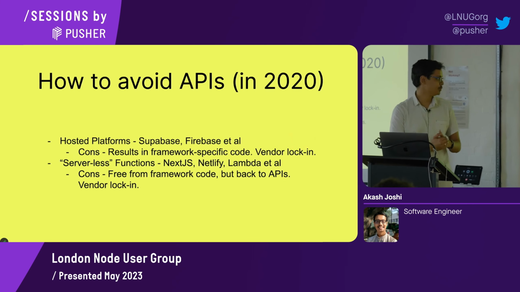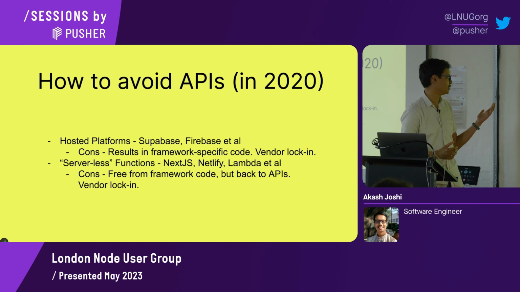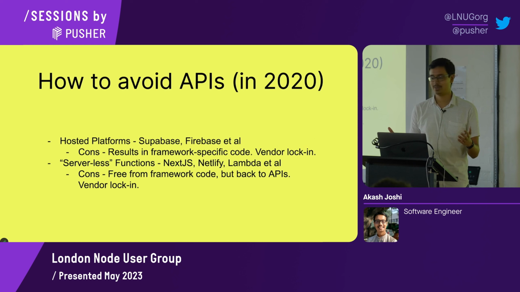So how do we avoid this mess of APIs? In 2020, we had sort of two solutions. One is using hosted platforms like Supabase or Firebase. But the cons of them were that we would have to write very framework specific code. So how many of you have used Supabase or Firebase? How many of you continued to use it after a while? Not many do, because you don't really enjoy working within someone else's developer ergonomics. That was the case with us as well.